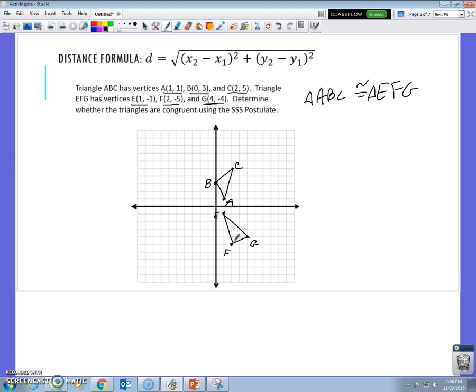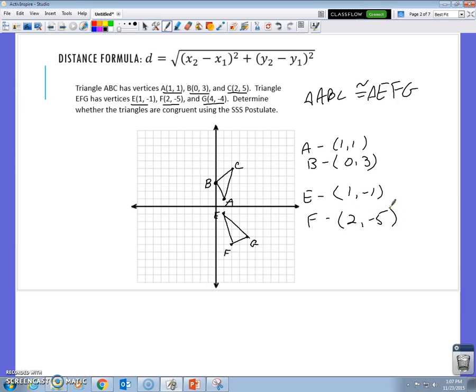Right now it's more practice with substitution than anything. It's just algebraic practice, but we're going to get into why the distance formula is what it is in just a second. As I look between these two points, I have my A coordinate and my B coordinate. A is (1, 1), and B is (0, 3). I need to find the distance from point A to point B, as well as from point E to point F. Point E is (1, -1), and point F is (2, -5).